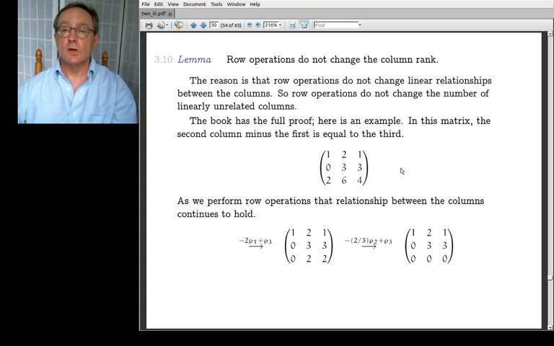Anyway, let's go to an example. In this matrix, the second column minus the first is equal to the third. So 2, 3, 6 minus 1, 0, 2 gives you 1, 3, 4, if I did it right. When you perform row operations on the matrix, the resulting matrices still have that relationship. Second column minus the first equals the third, that's right.